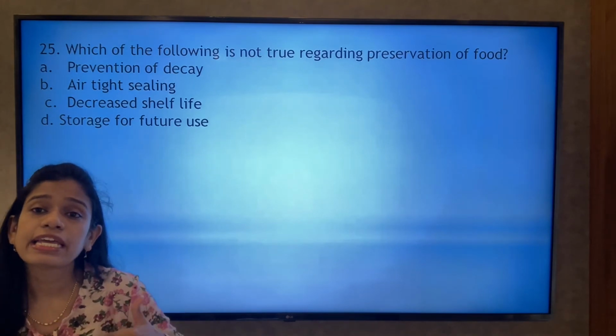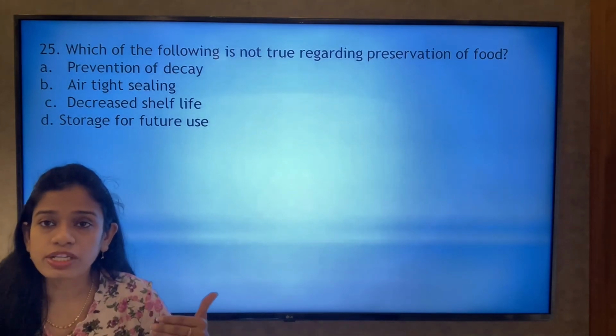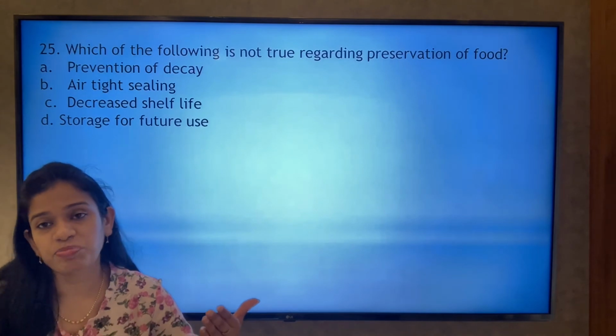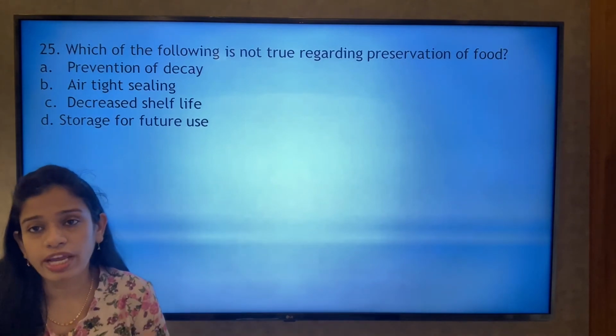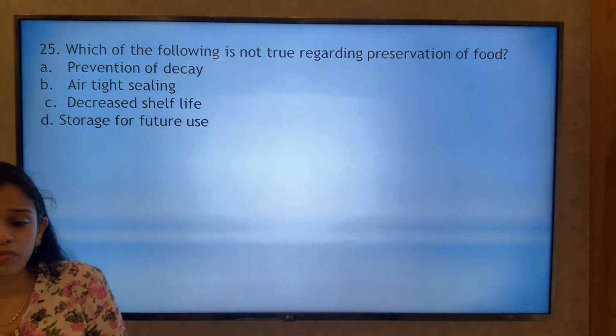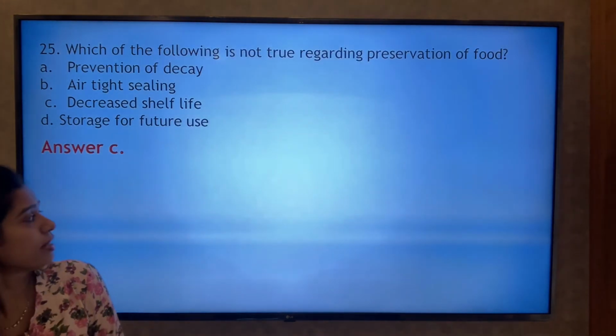That is, it keeps the food in a proper condition for a longer time than is expected if we keep the food outside normally. So answer C, or option C, is the correct answer.